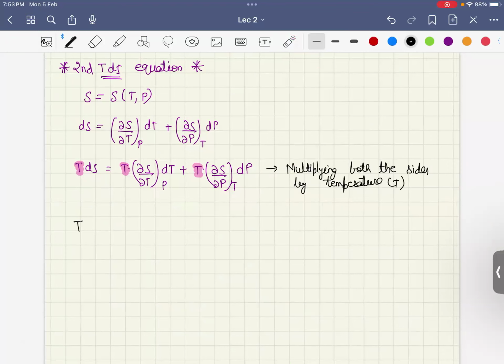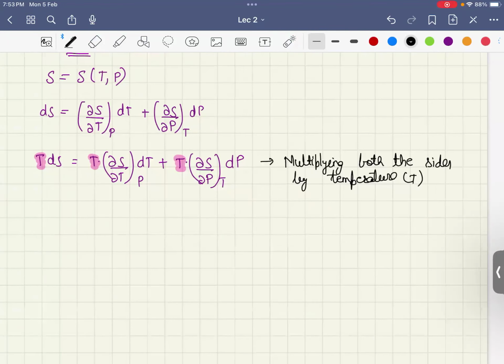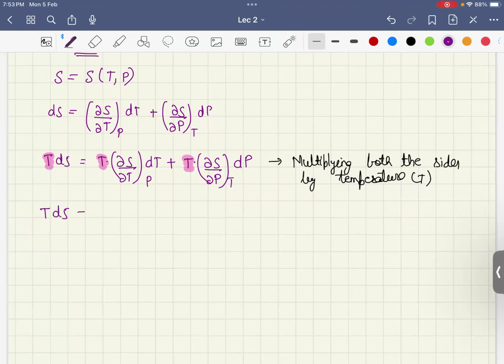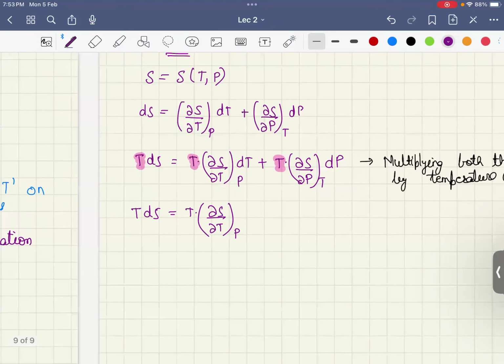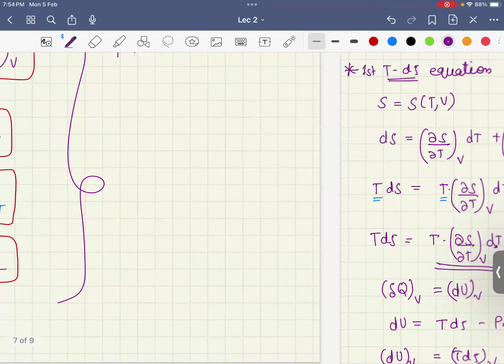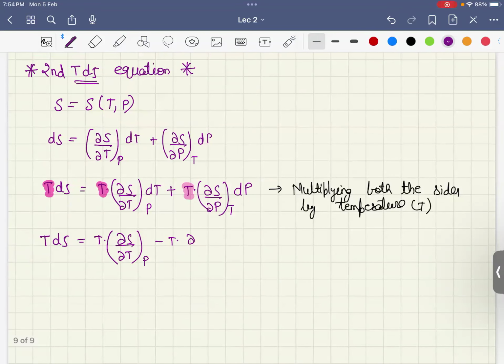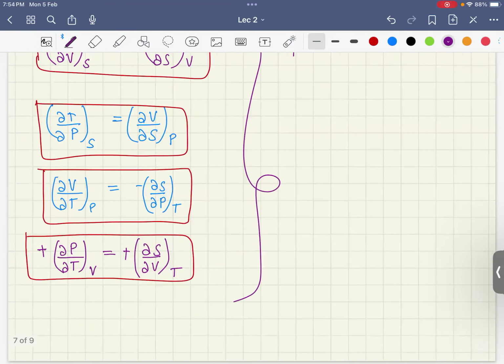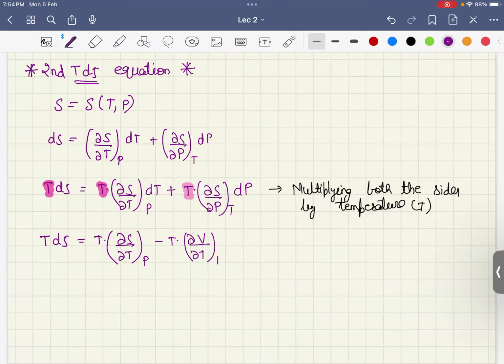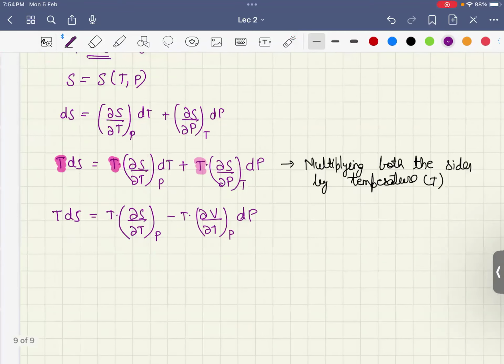What we have is, just substitute. TdS is equal to T into dou S dou T at P dT. So what we have is a minus, right? The minus will come here: minus T into dou V dou T at P dT dP. Now we have to get rid of this also. Last time we made volume constant. Here we will make pressure constant.